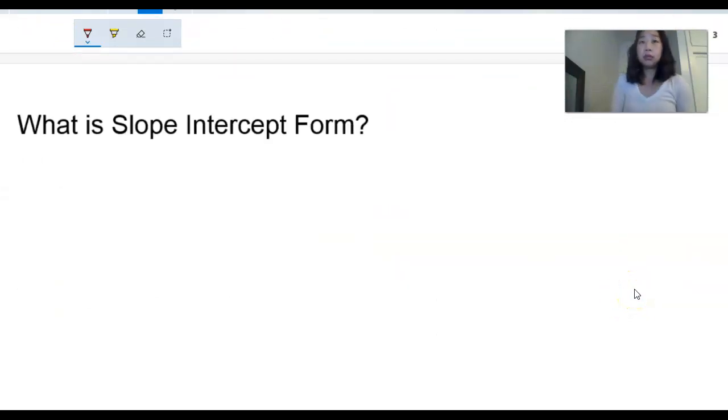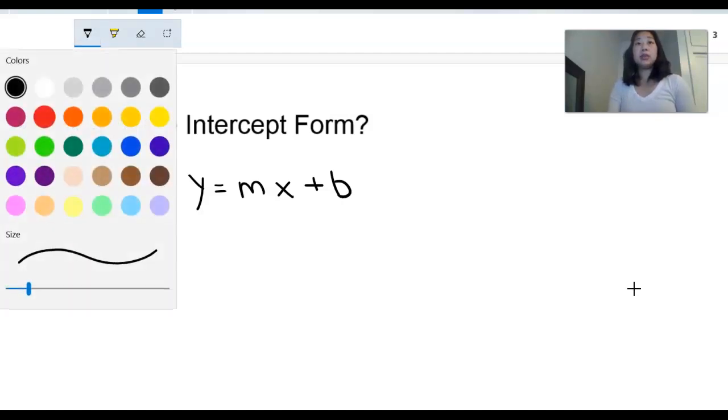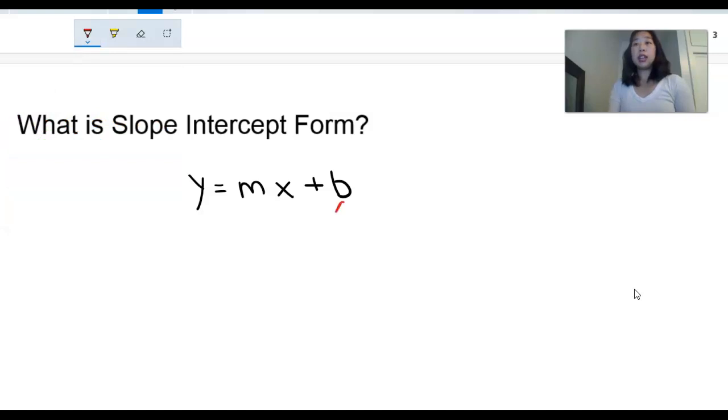So what is slope-intercept form? That is y equals mx plus b. We know that m is our slope and b is our y-intercept. And I always tell my students, when you are graphing, you always begin at b, which is your y-intercept. So b is where we begin.